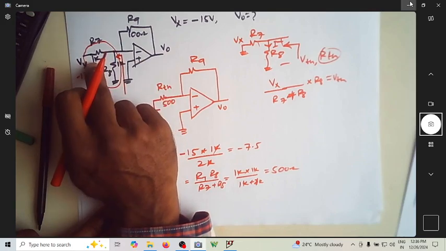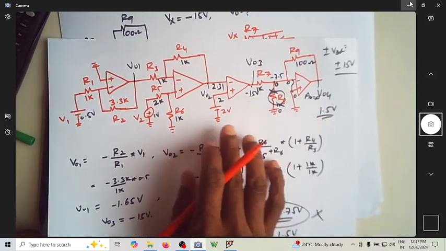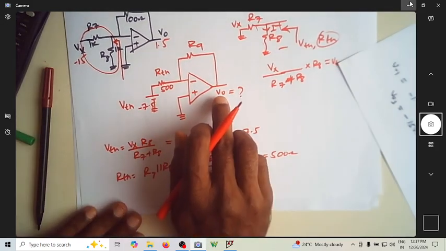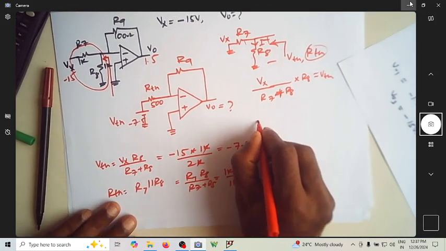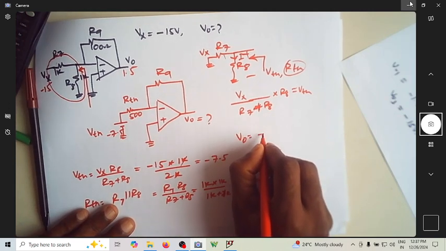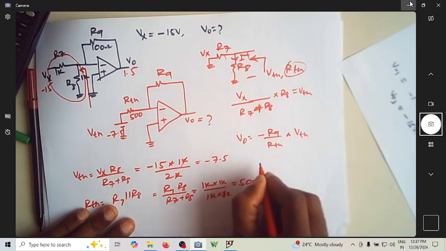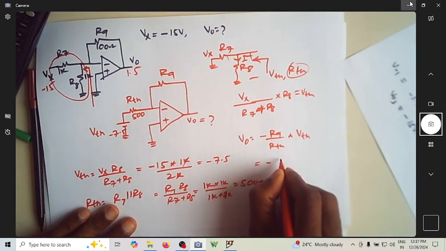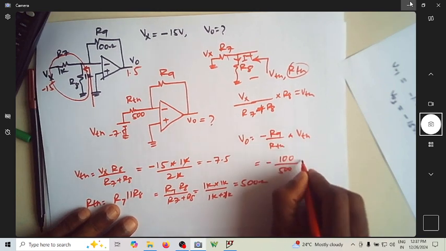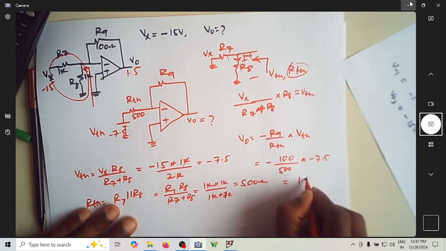So this circuit what you had, of course, as per this we were getting 1.5. Let me write it as 1.5. Let me find out how much voltage I'll get here. So V naught, as per our known expression, is equal to minus of R9 by R Thevenin multiplied by VTH. How much is R9? It is 100. How much is R Thevenin? It is 500. How much is V Thevenin? It is minus 7.5. If you solve for this, this is actually 1.5 only.